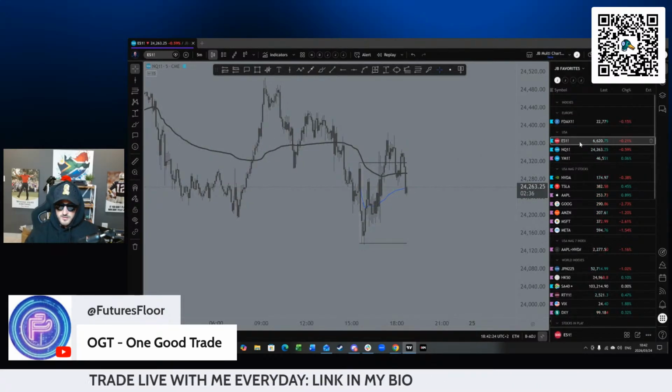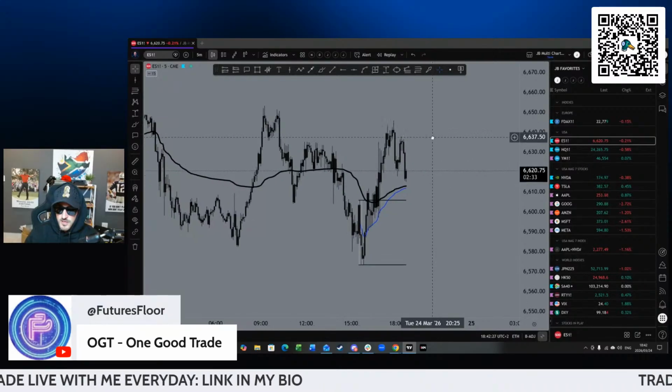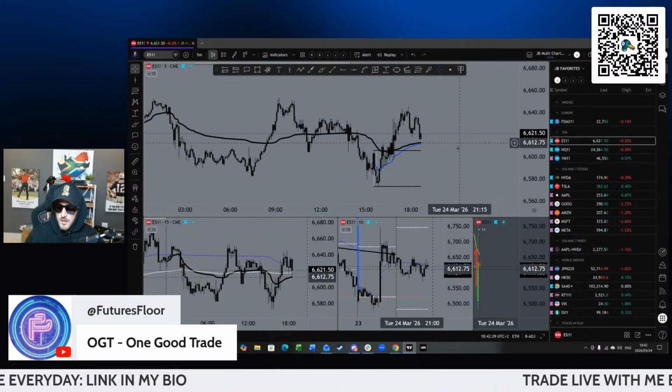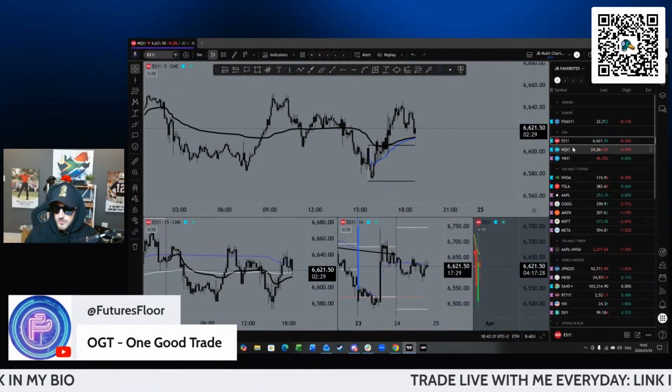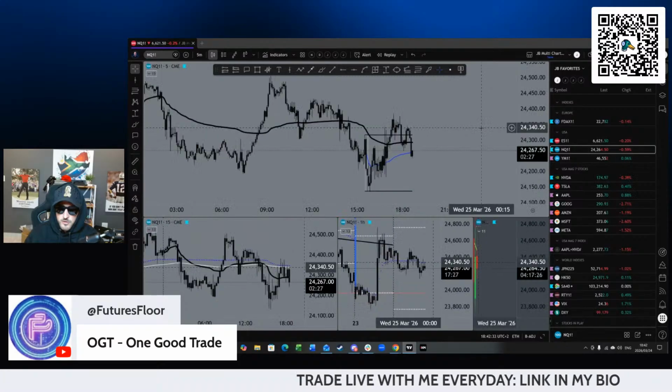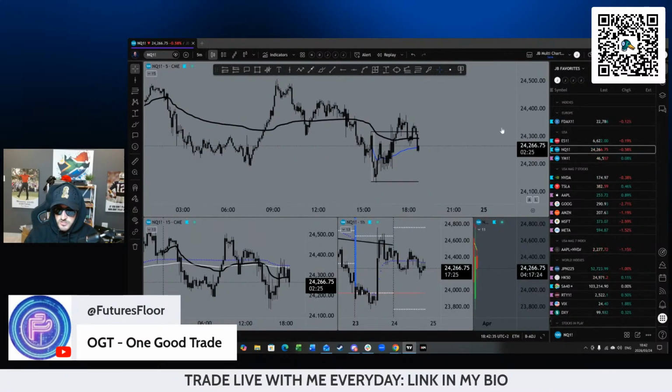Cool. So now, as I said, we are sitting back at that New York VWAP. Yes, definitely trading a lot more bullish than the Nasdaq right now because we're trading above that New York session VWAP. NQ did slide below it. So I'll be interested to see what we do get here.